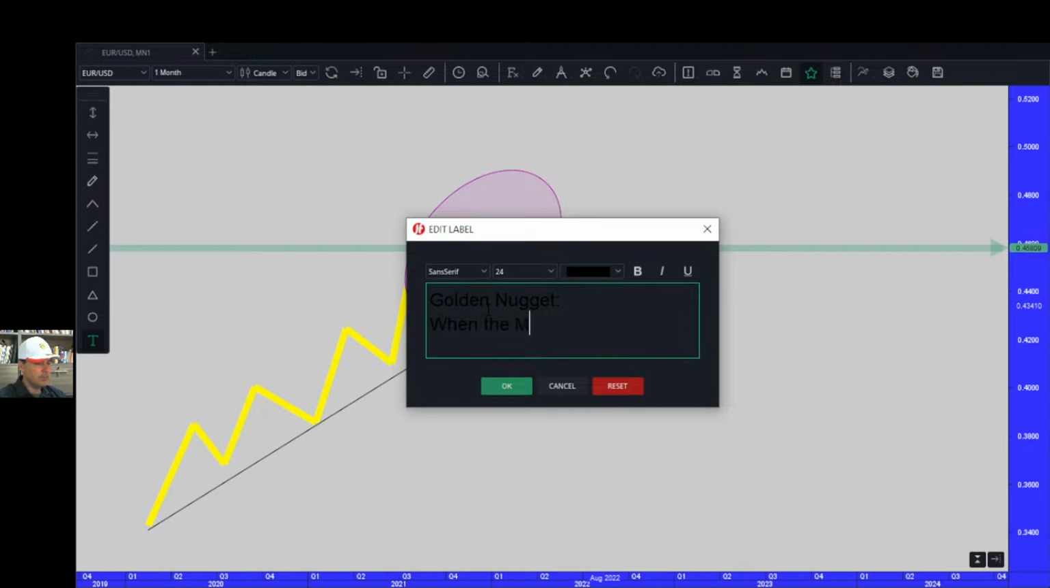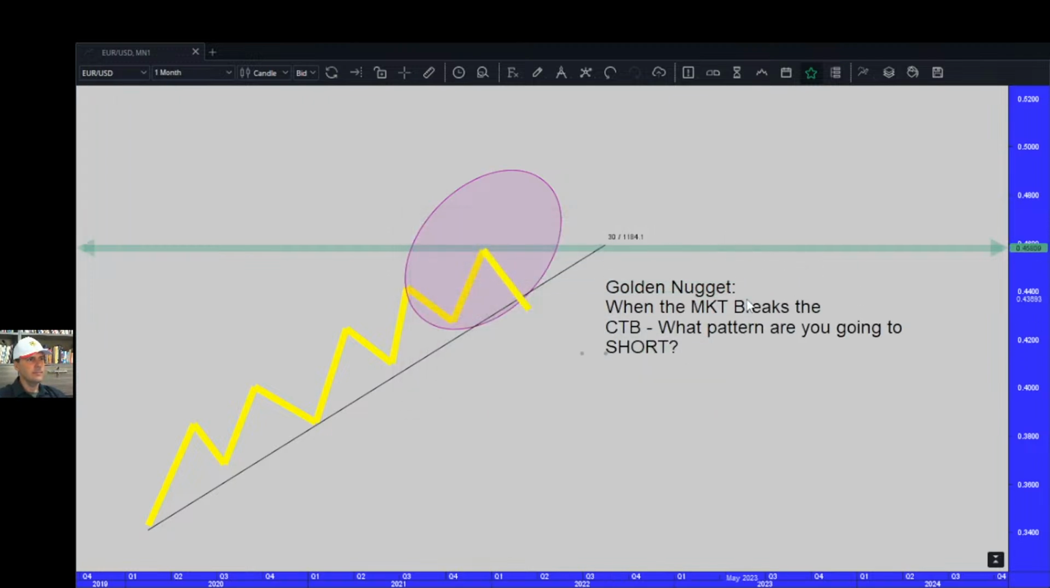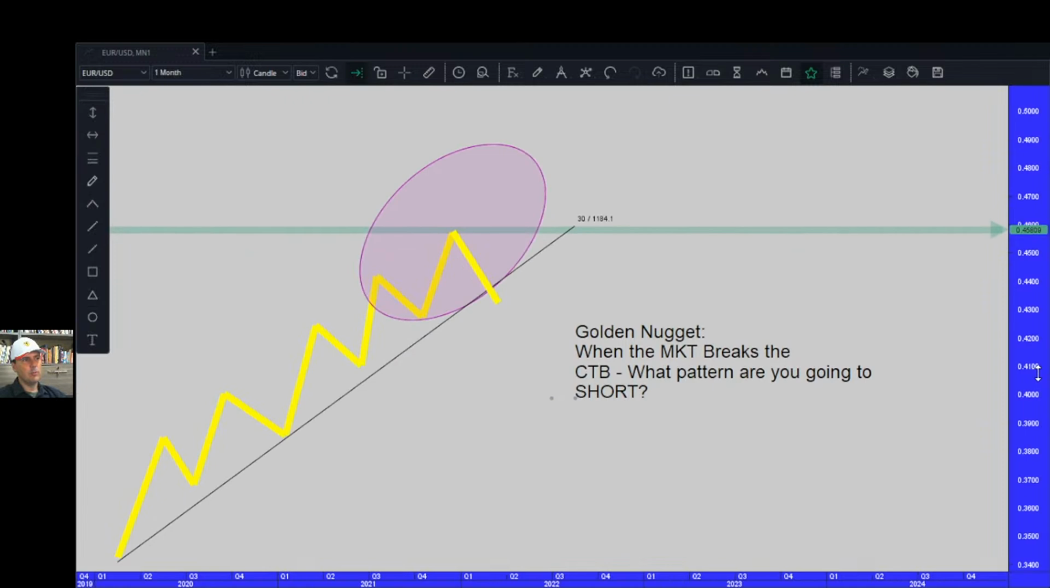When the market breaks the CTB, counter trendline break, okay, what pattern are you going to short? Boss, can you repeat please?